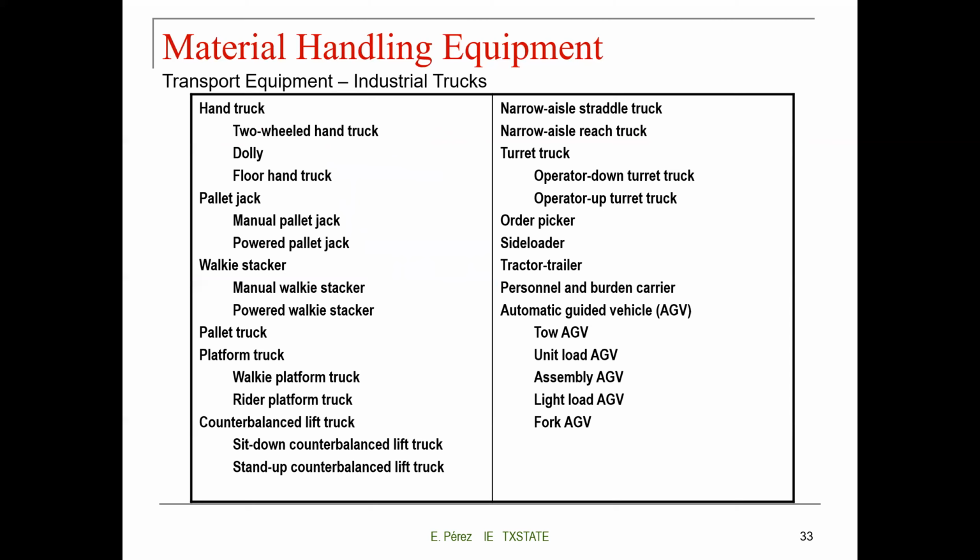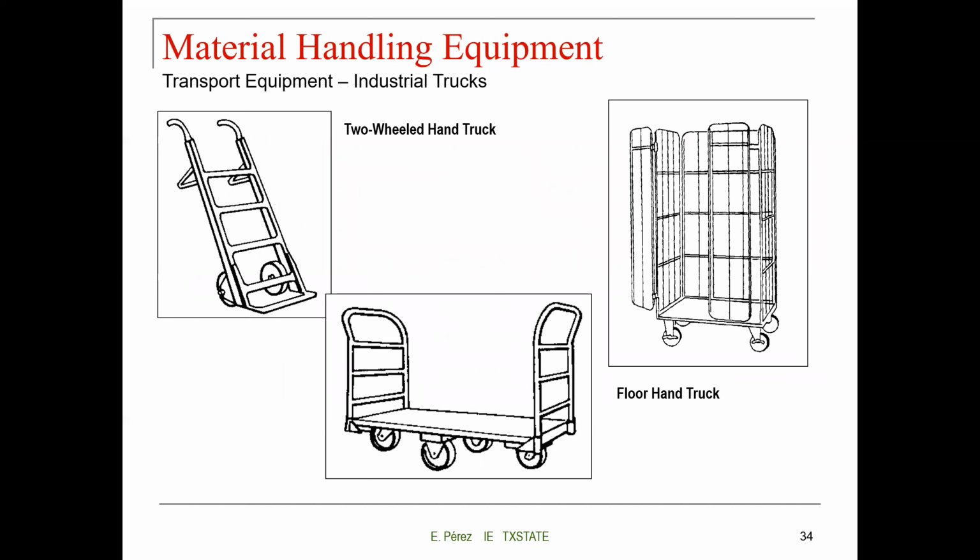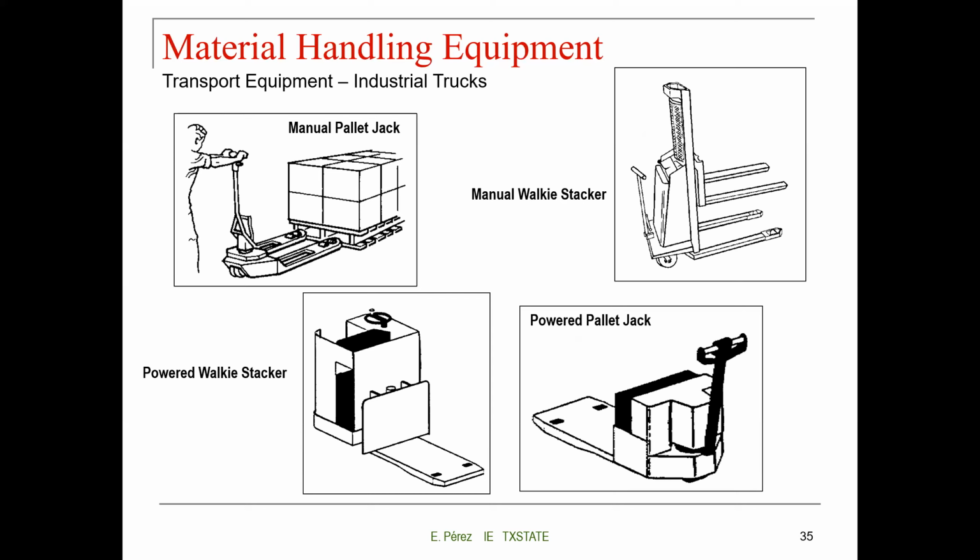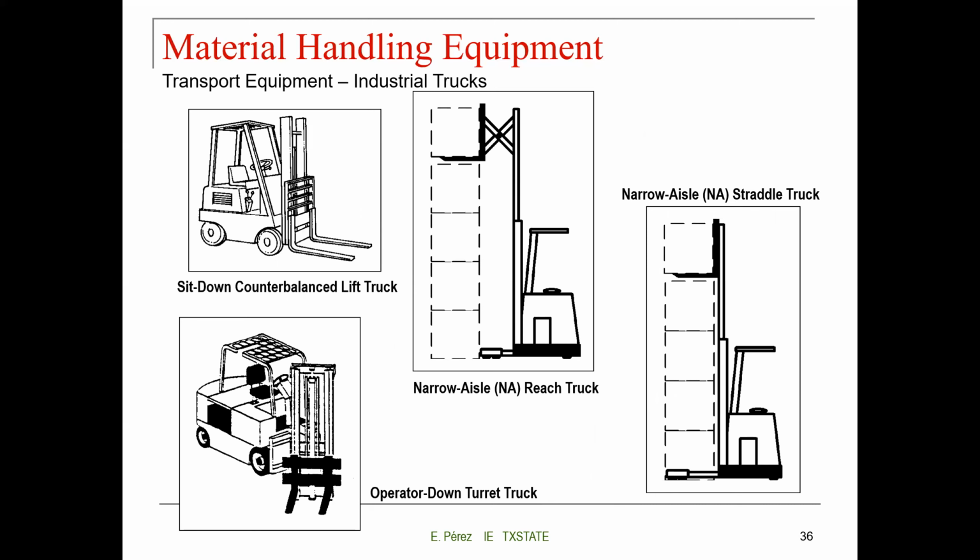So here's again the list of different types of industrial trucks. Here are some examples: the two-wheel handle truck and the floor hand truck. These are pretty common. We have the manual walkie stacker, the powered walkie stacker, or the powered pallet jack. Here's a sit-down counterbalance lift truck. Those are very common. And the narrow aisle reach truck, these are common in warehouses, and the operator down turret truck.